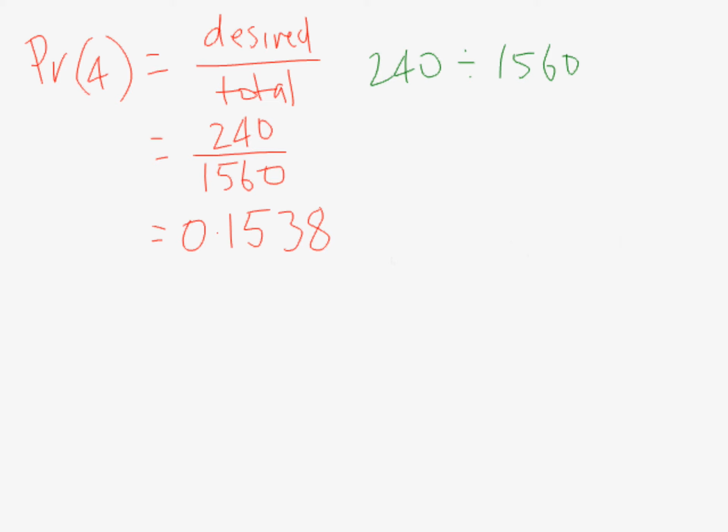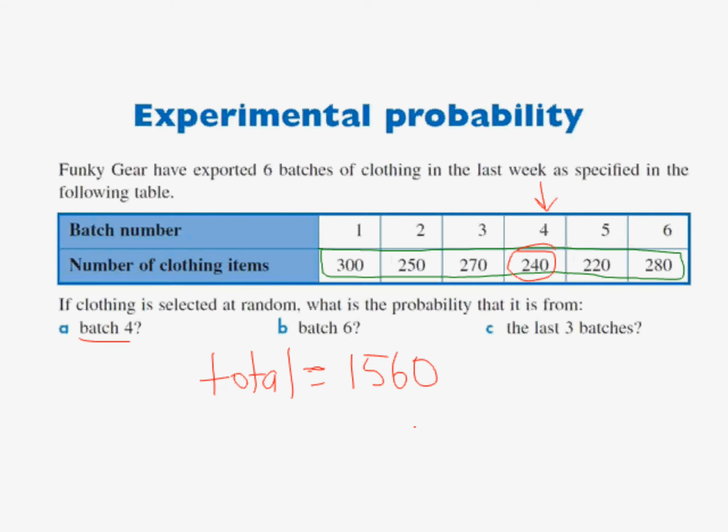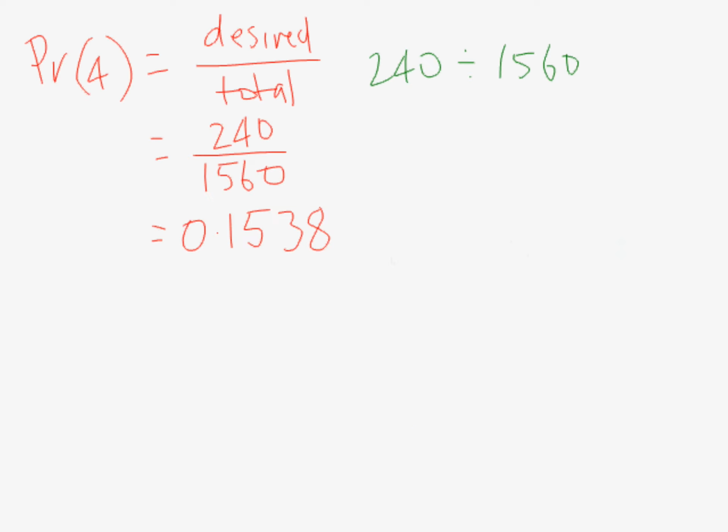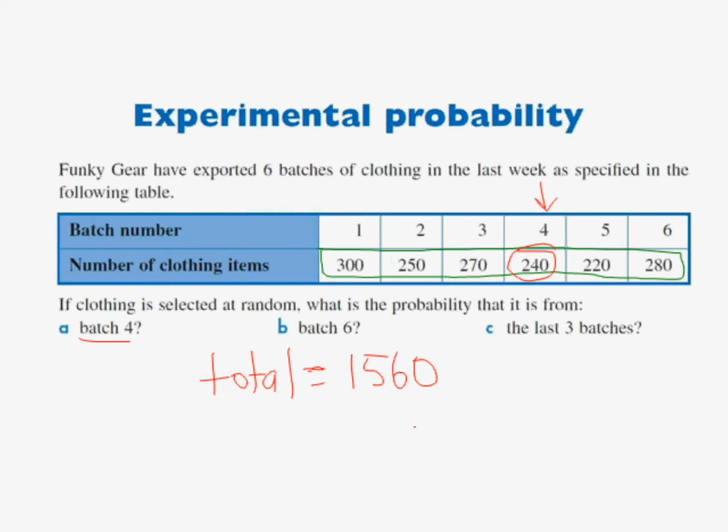But remember, always follow those same principles. So the probability of selecting an item from batch 4 for A is 0.1538. So this here is A. Okay, let's go back and have a look at B now. Remember, if you've missed these couple of things, because I'm moving quite quickly, you can always pause and make sure that you are getting this information into your book.